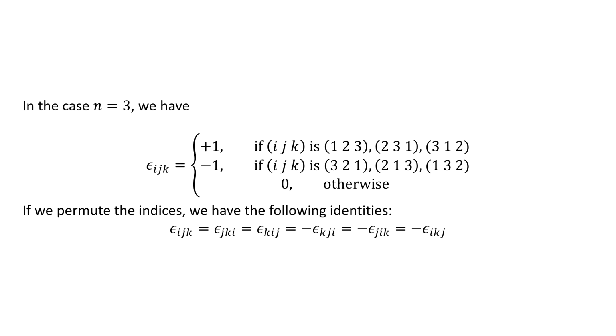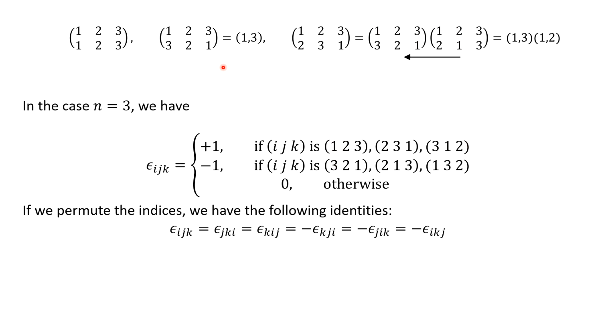Let's look at the case for n equals 3. We have the Levi-Civita symbol equaling 1 for these three permutations. It equals -1 for these three permutations and 0 otherwise. Let's look at a few of these just to see why this is true, why these are even and why these are odd.